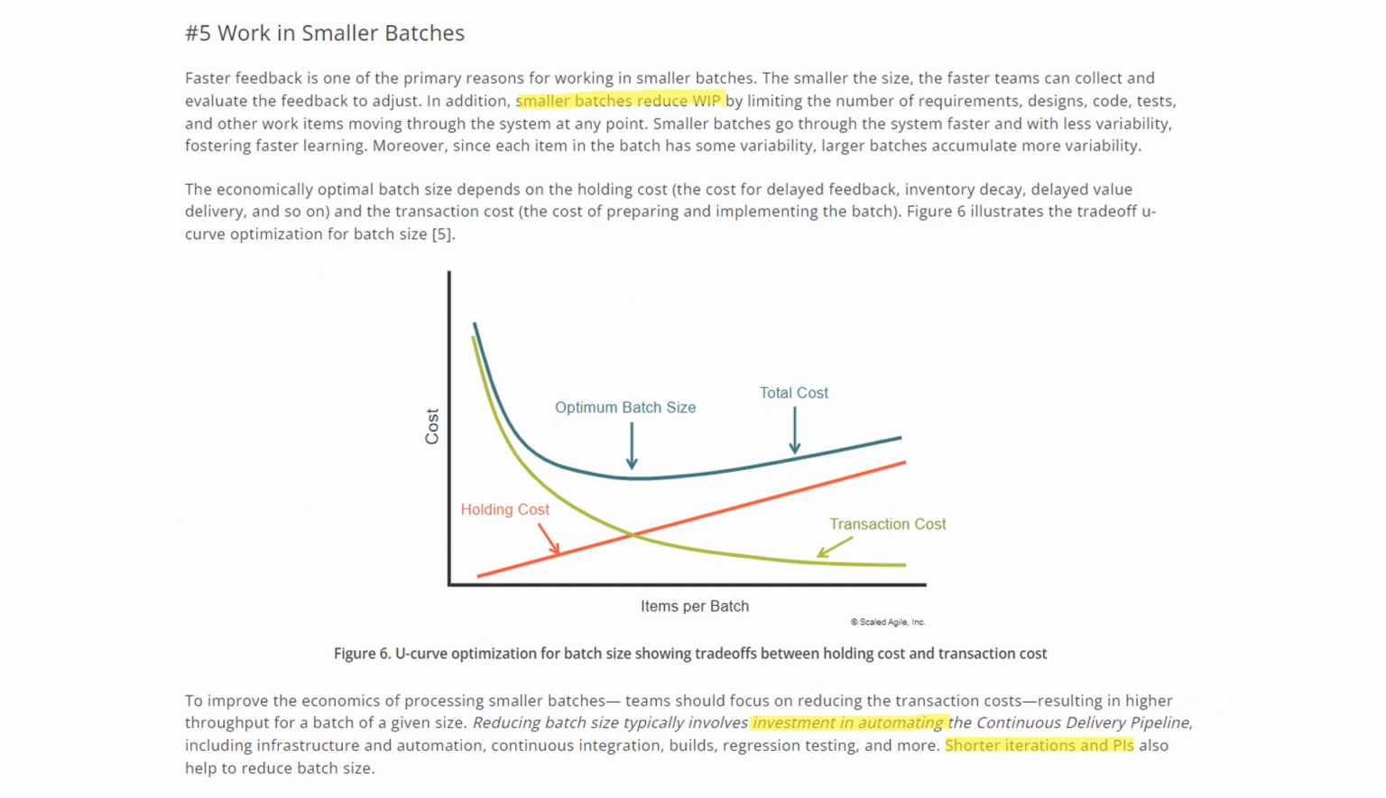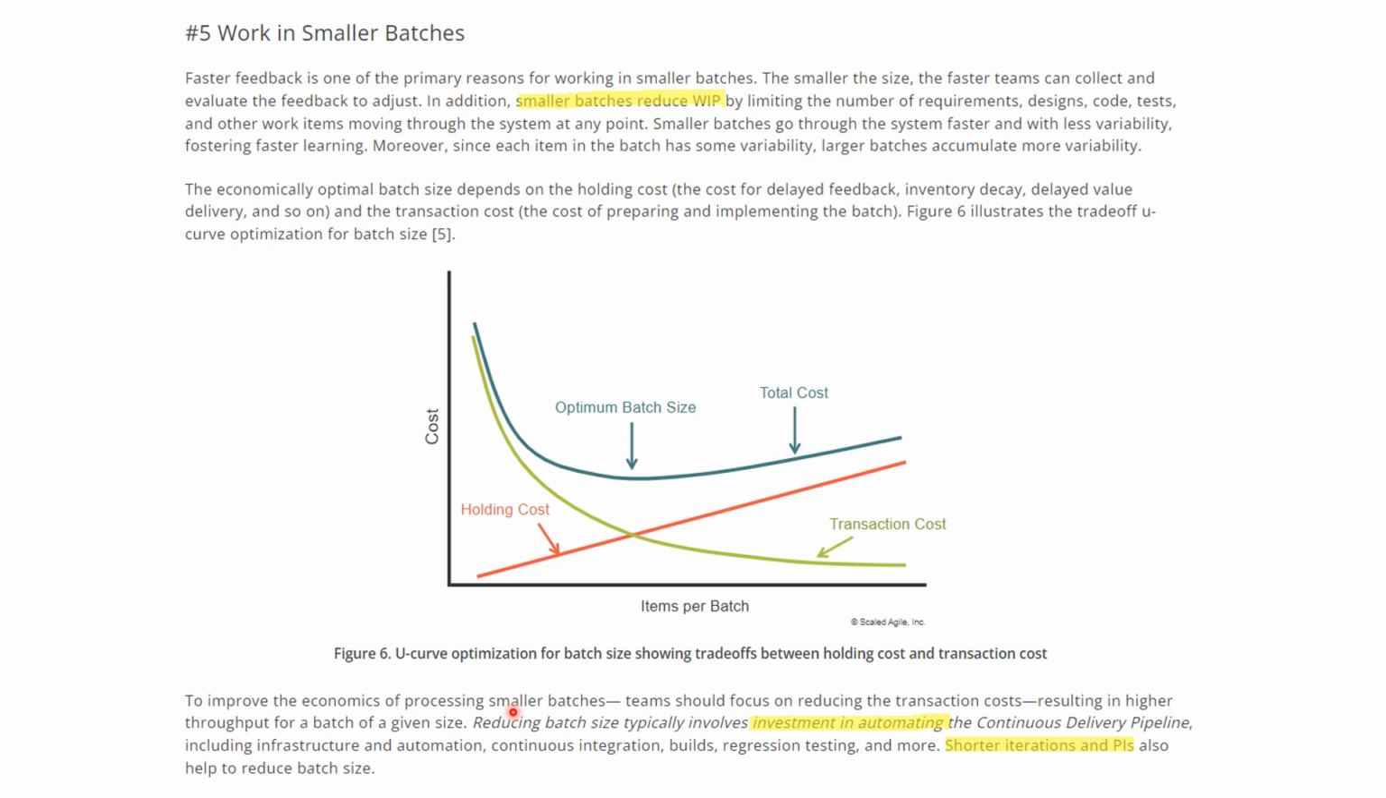The fifth flow accelerator is work in small batches. Faster feedback is one of the primary reasons for working in smaller batches. The smaller the size, the faster the teams can collect and evaluate the feedback to adjust. In addition, smaller batches reduce WIP by limiting the number of requirements, designs, code, tests, and other work items moving through the system at any point. Smaller batches go through the system faster and with less variability, fostering faster learning. Moreover, since each item in the batch has some variability, large batches accumulate more variability.